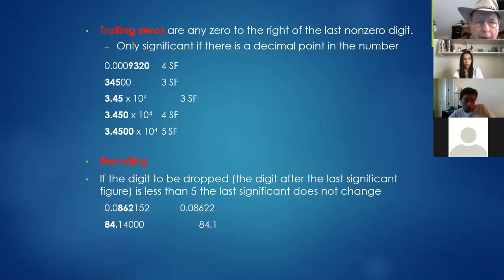If I have 34,500, I have trailing zeros, but no decimal point. So this means that the 3, the 4, and the 5 are significant. The 2 zeros are not.